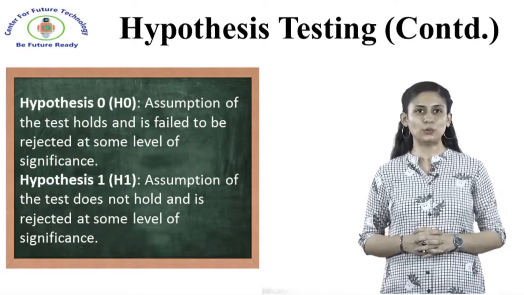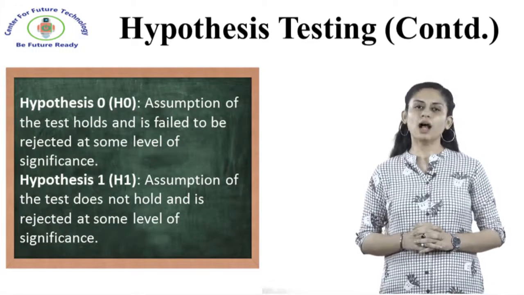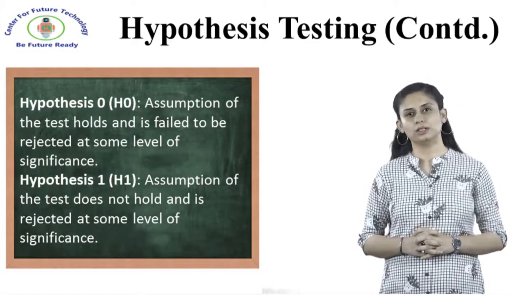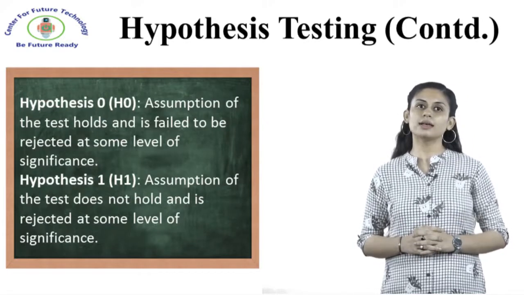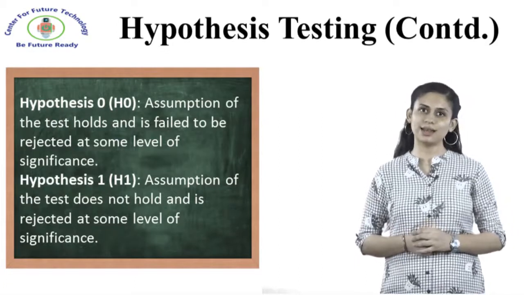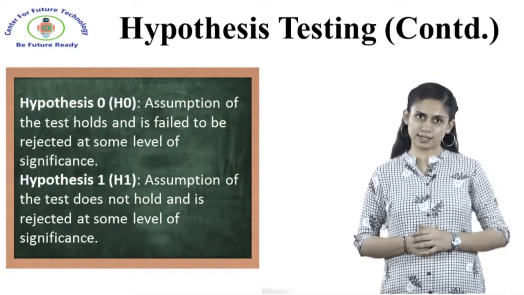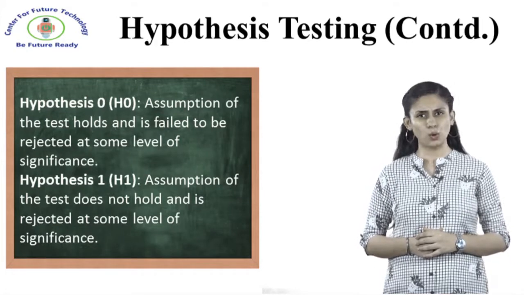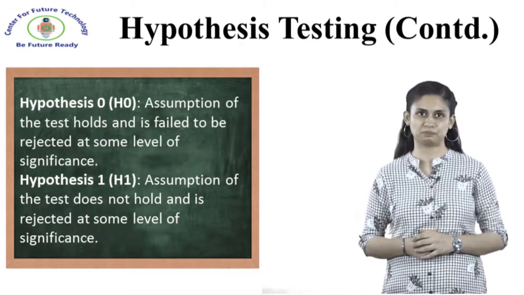All we know is that evidence suggests that the H0 can be rejected. Hypothesis 0, that means H0, the assumption of the test holds and is failed to be rejected at some level of significance. H1, the assumption of the test does not hold and is rejected at some level of significance.